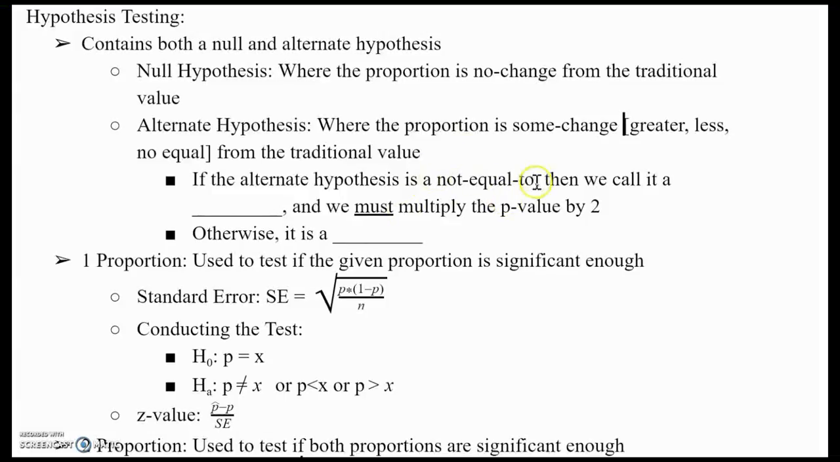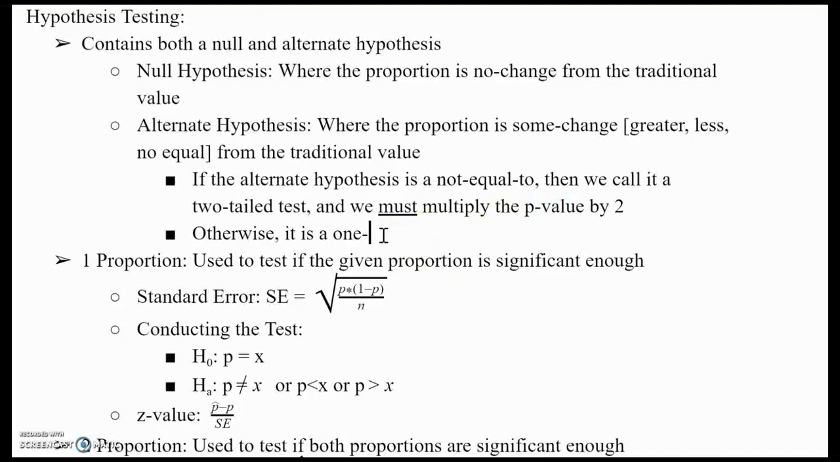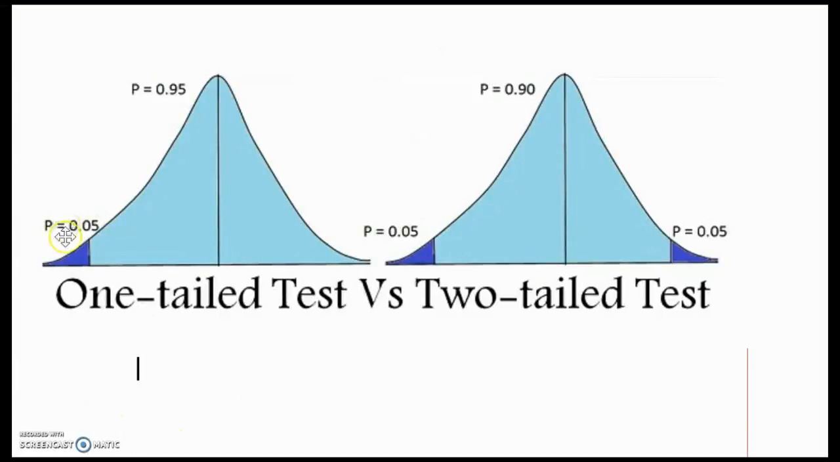If the alternate hypothesis is a not equal to, then we call it a two-tailed test, and we must multiply the p-value by 2. Again, we will come to p-value in a second, but let's just finish this. Otherwise, it is a one-tailed test. So what do I mean when I say one-tailed and two-tailed? One-tailed test. It is where, as you can see, our p-value is just in one corner, whereas in a two-tailed test, it occupies 2 areas. So over here, it counts as 0.05, and here as well 0.05. So it counts for a total of 0.1, and therefore our middle values obtain this area of 0.9.